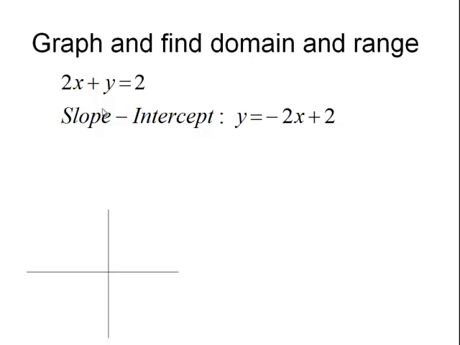Another way is to rearrange it into slope-intercept form, where you have y by itself, and then your 2x moves over, so it's negative 2x plus 2. Your 2 is your y-intercept at the very right end, and then your slope in this case is negative 2. Negative 2 meaning go down 2 and right 1.